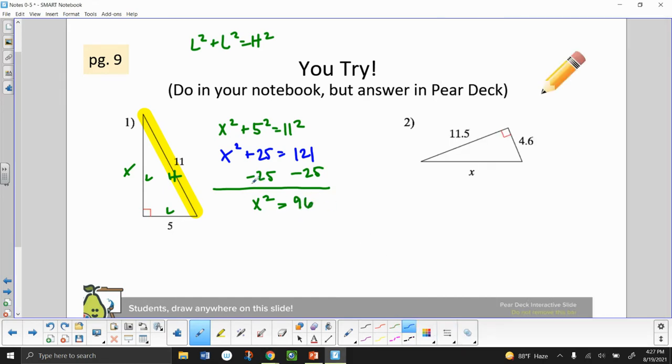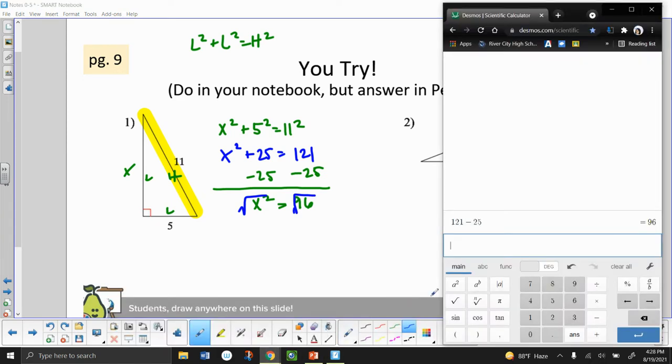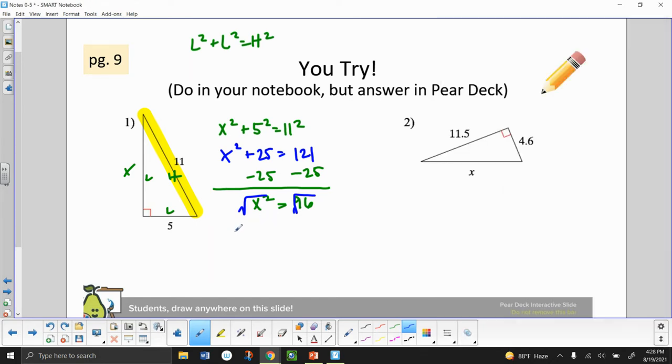And then the last step with Pythagorean theorem, if we want to get x by itself, we take the square root of both sides. So just like before, we're going to write two answers. Well, first we're going to put that in our calculator and see what we get. Square root of 96. So we get a decimal. So anytime you get a decimal like this, I want two answers. I want your exact answer and your approximate. So for right now, we're just going to keep this as my exact answer.